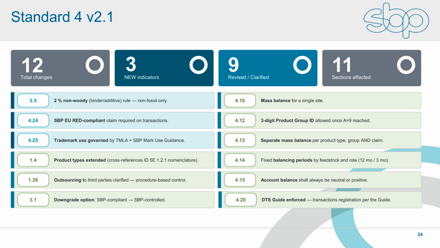Highlights to keep in mind: the 2% non-woody binder and additive rule at 3.5, non-fossil only. The SBP EU RED compliant claim that must accompany every SBP compliant or SBP controlled transaction at 4.24, and trademark use governed by the TMLA and the SBP mark use guidance at 4.25. On the revised side, extended product types at 1.4, outsourcing clarified at 1.26, mass balance changes at 4.10 through 4.15, and DTS guide enforcement at 4.20. Let's walk through the substantive ones.